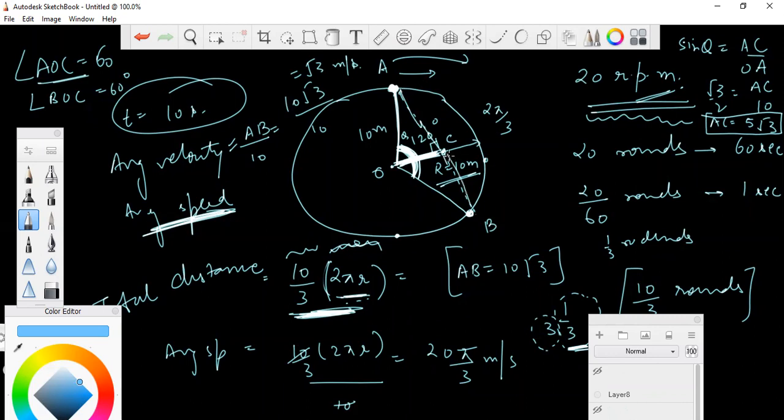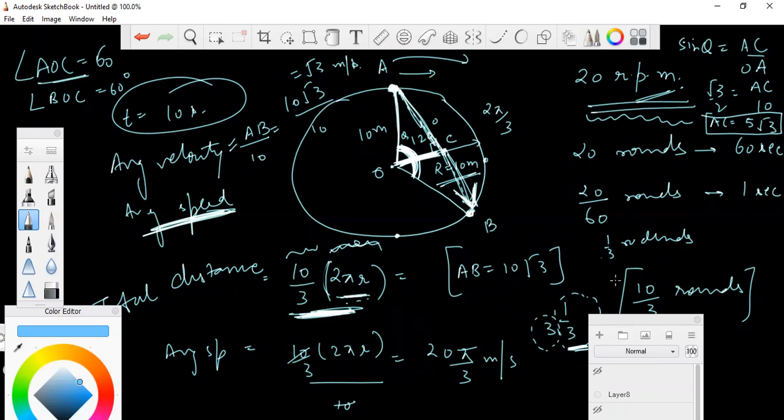Average velocity will have the same direction as total displacement. Both of these are vector quantities, right? Time has no direction. So whatever the direction of AB, the total displacement, that is the direction of average velocity also. Is that fine? Is that okay?